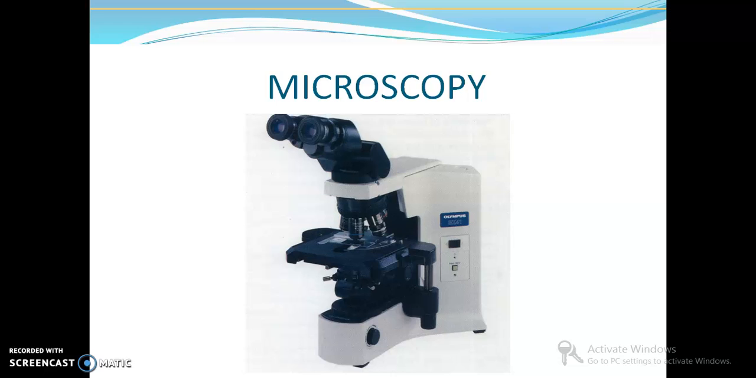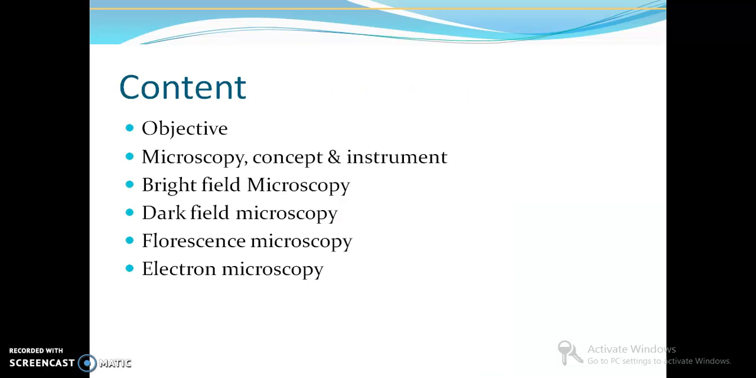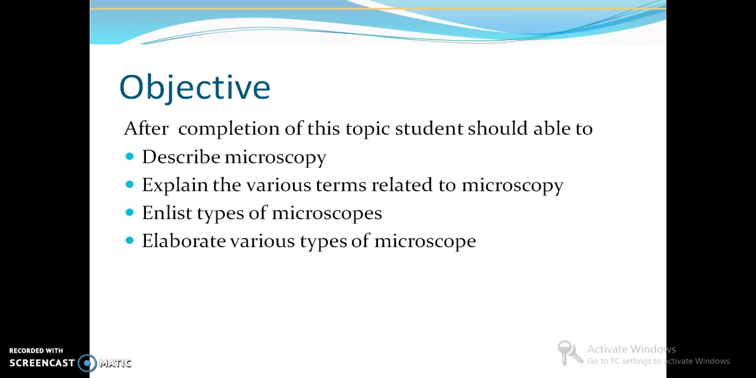Today there are more sophisticated compound microscopes and other microscopes available in our laboratory to observe bacteria very efficiently. So the content of today's topic is: objective, microscopy, the concept and its instrument, then bright field microscopy, dark field microscopy, fluorescence microscopy and electron microscopy.